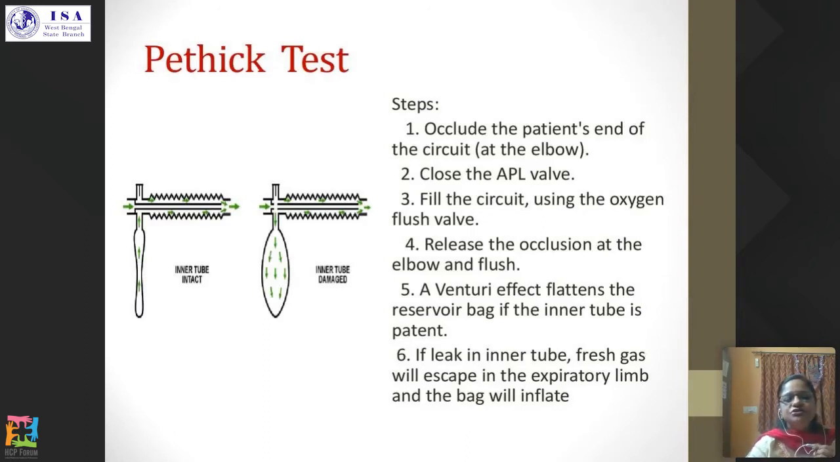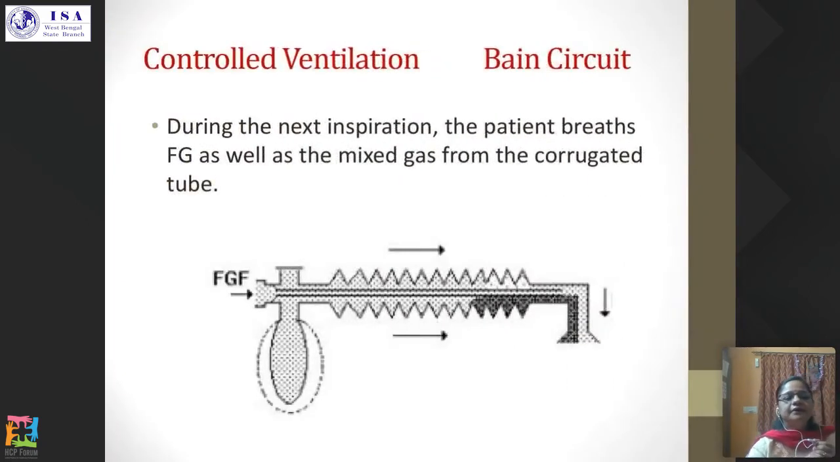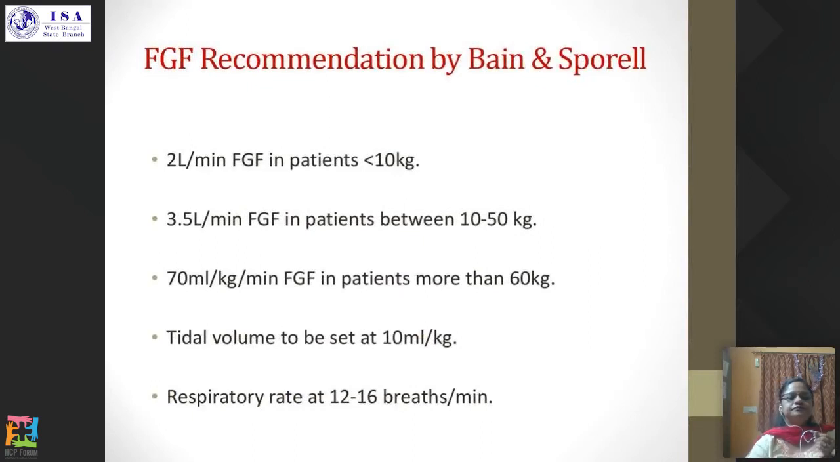If the Venturi effect occurs, it will flatten the reservoir bag if the inner tube is patent. If the leak is in the inner tube, the fresh gas will escape through the expiratory limb and the bag will inflate. Then the fresh gas flow recommendation by Bain and Spoerel: it is 2 liters per minute fresh gas flow in patients less than 10 kg, and 3.5 liters fresh gas flow in patients between 30 to 50 kg, and the respiratory rate should be 12 to 16 breaths per minute.